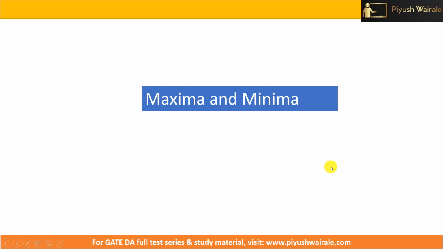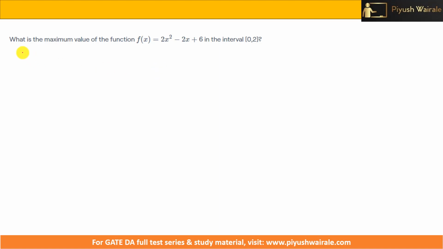Okay, so now let's try to discuss maxima and minima questions. This is question number one. What is the maximum value of this particular function in the interval 0, comma 2? So it is a closed interval, right? Closed interval means 0 and 2 are included, and for an open interval 0, comma 2, it means that 0 and 2 are not included.